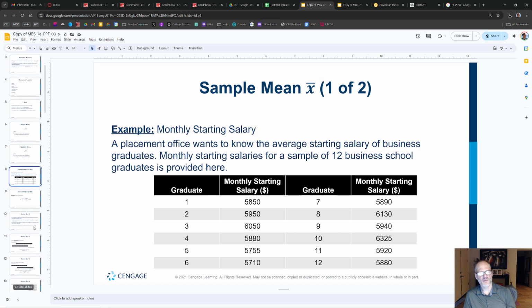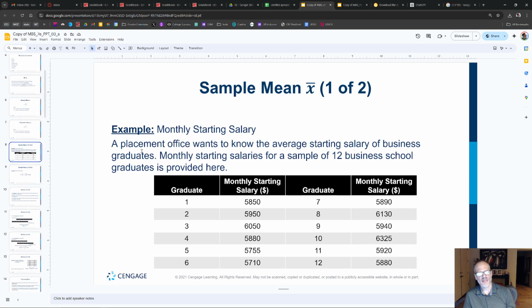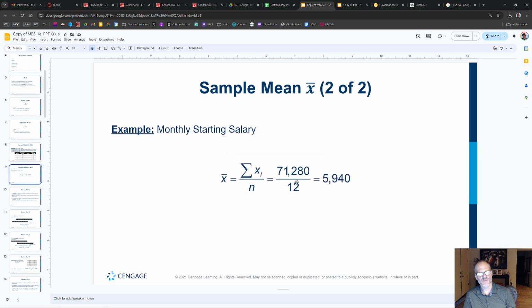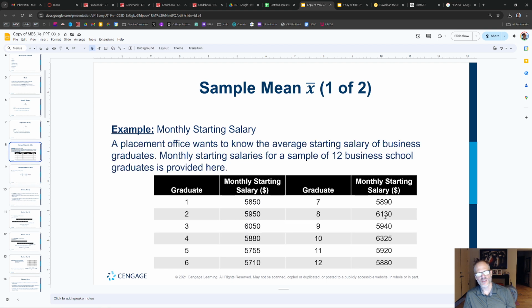And so here's an example. A placement office wants to know the average starting salary of business graduates. Monthly starting salaries for a sample of 12 business school graduates is provided here. So here's 1 through 6 salaries, 7 through 12 starting salaries. To find the average starting salary, we're going to add up all of these figures and divide by 12. When we add up all those figures, we get 71,280, and we divide by 12, we get 5,940. So on average, the starting salary is $5,940.